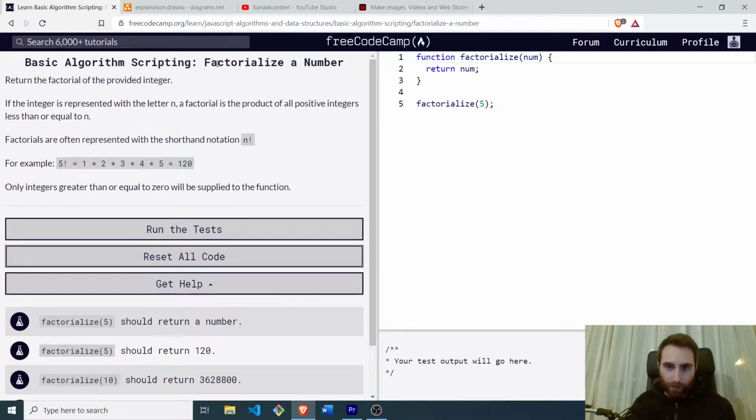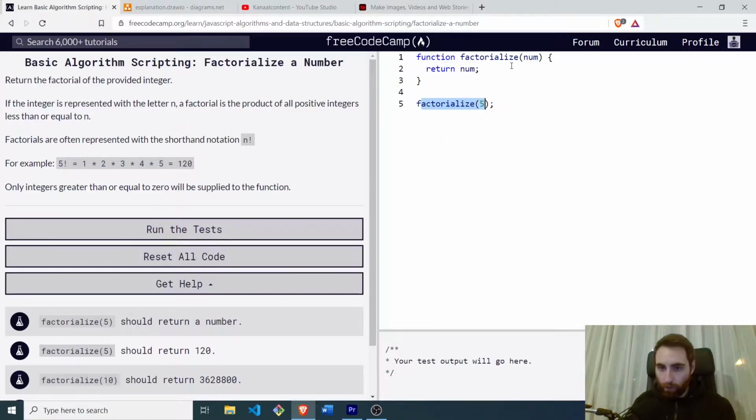We are with challenge number 3 from the basic algorithm scripting challenges, and today we're gonna factorialize a number. So factorializing is a mathematical operation. As described by FreeCodeCamp, a factorial is the product of all positive integers less than or equal to n. Product is multiplication, so for 5 factorial it would be 5 times 4 times 3 times 2 times 1.